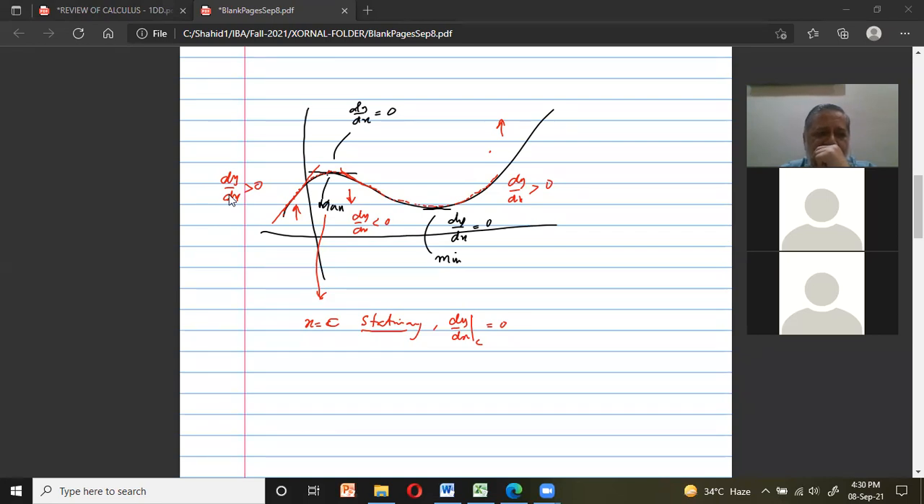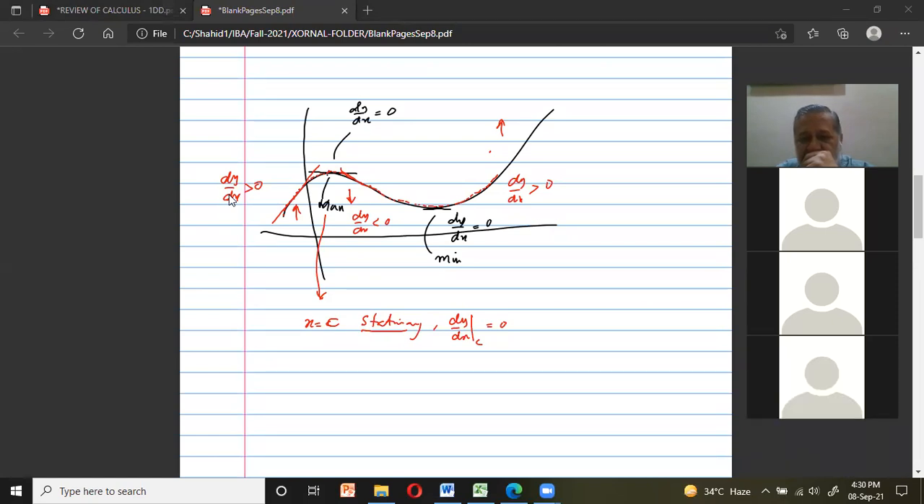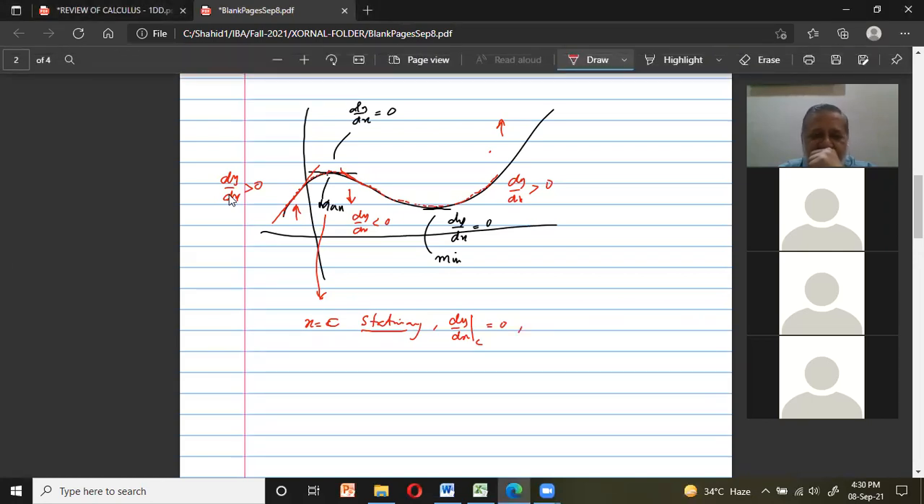Let me remind you that if d square y by dx square, the second derivative, is negative, f(c) is max, and if the second derivative is positive, then function value is minimum. इसको relative maximum और relative minimum भी कहते थे.